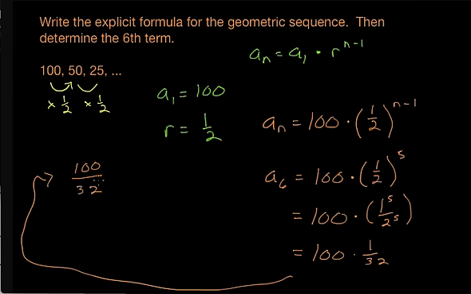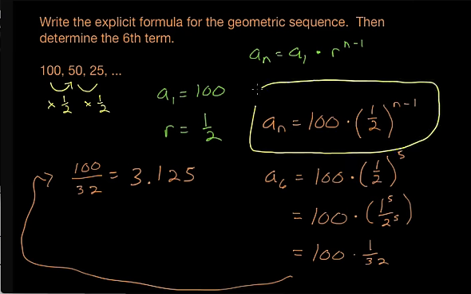And if we use our calculator, that probably comes out to a nice decimal. 100 divided by 32 is 3.125. And so there we go. The answer to our question is, this is the explicit formula for the sequence: a sub n equals 100 times 1/2 raised to the n minus 1. And then our 6th term is 3.125.